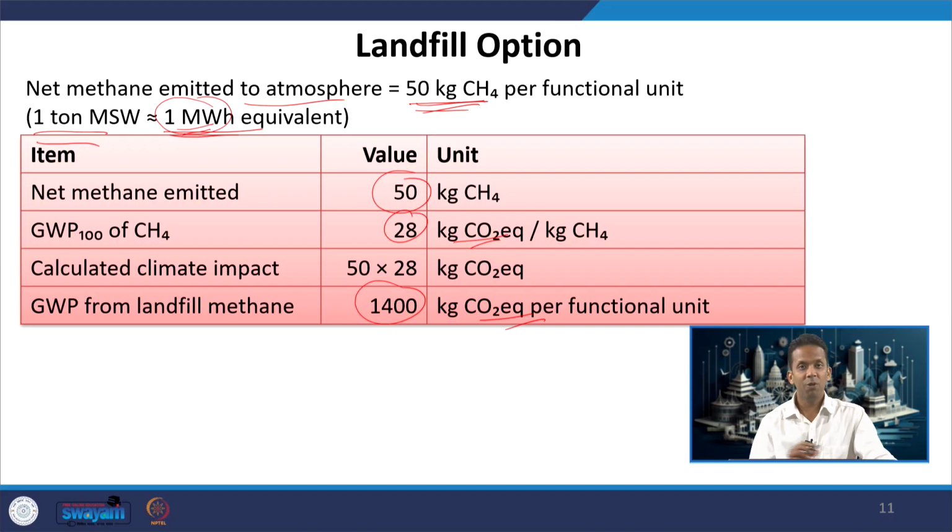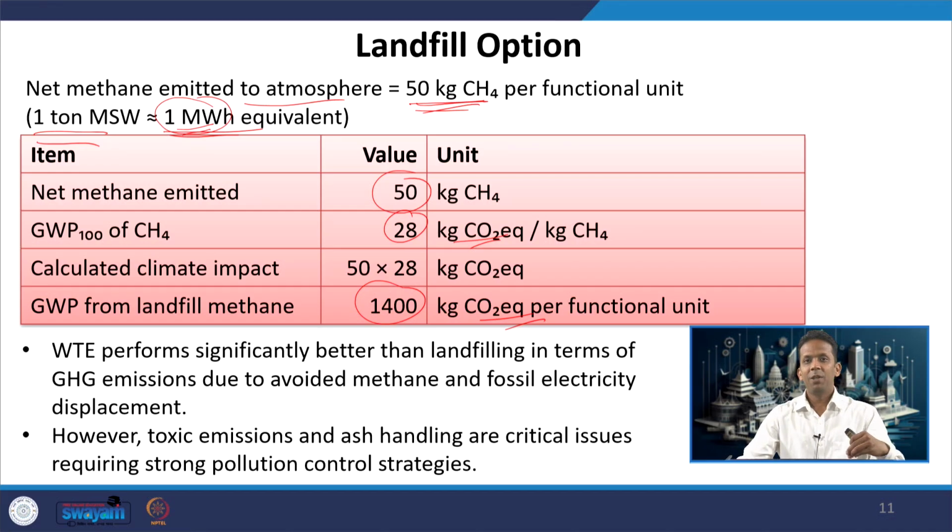and for the waste to energy option it was negative, considering the avoided electricity credits. So, based on this comparison we can easily conclude or infer that the waste to energy plant performs significantly better than landfilling in terms of GWP, or global warming or greenhouse gas emissions, and it is mainly due to avoided methane and fossil electricity displacement.